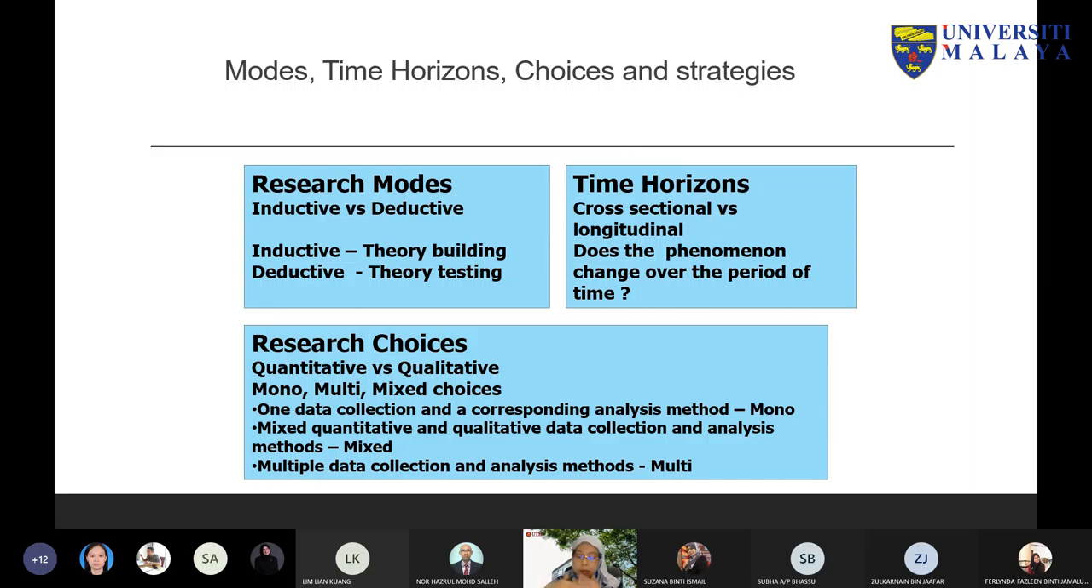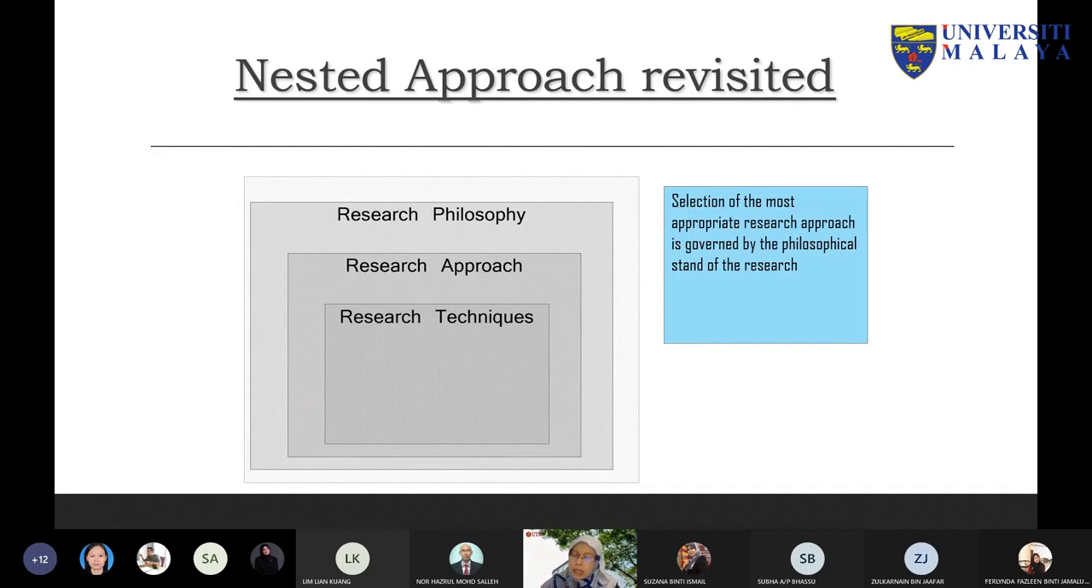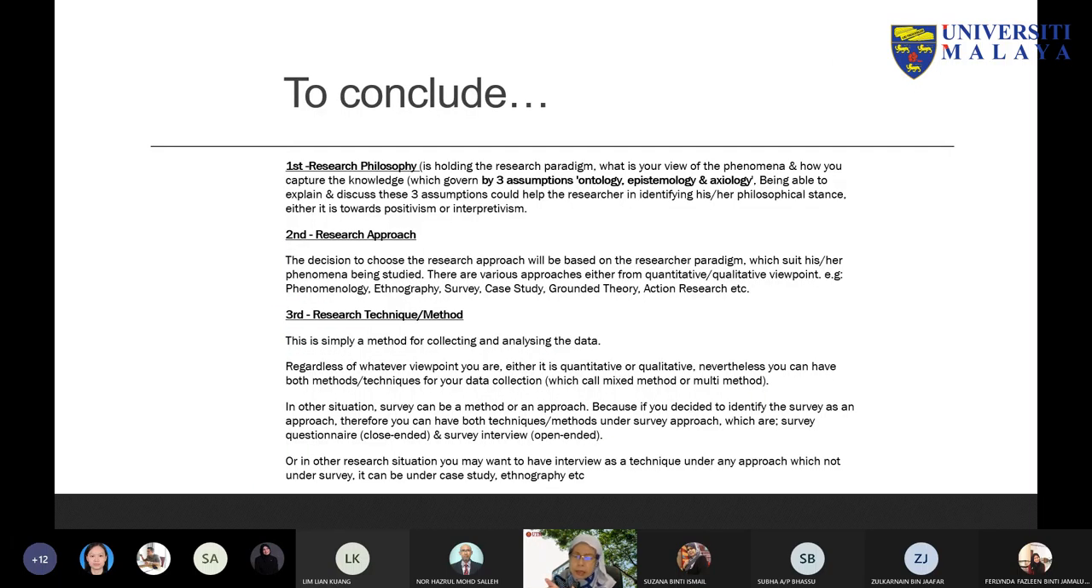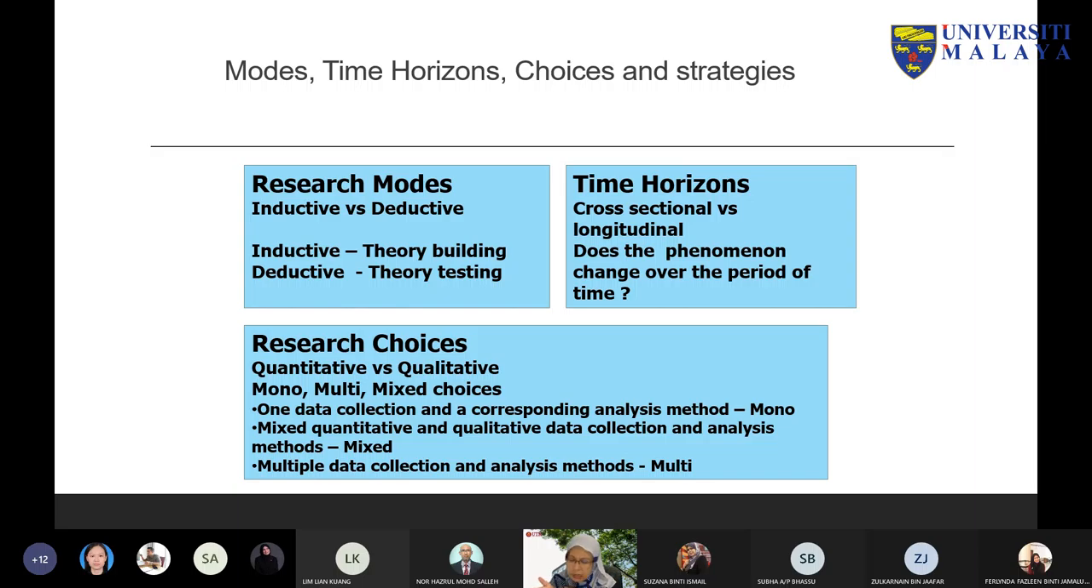So, revisit: we covered the philosophy already; approach and technique we will cover in another slide. Inductive and deductive are the processes of how you acquire knowledge. Deductive is from theory, from the literature. Usually it is aligned with quantitative data because the basis of deductive is theory testing.